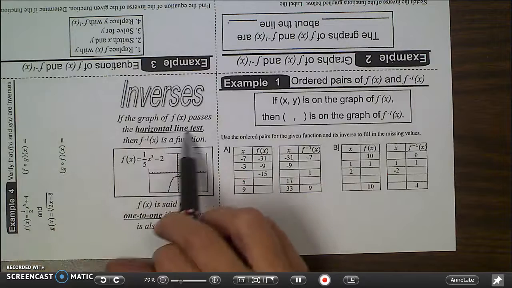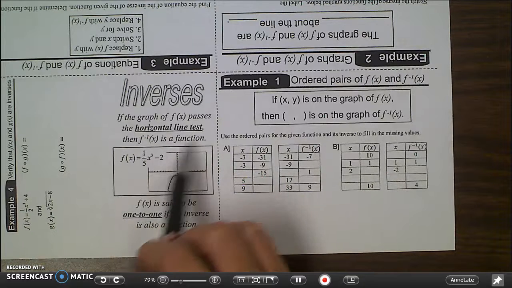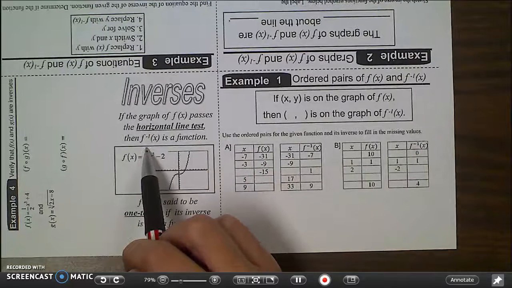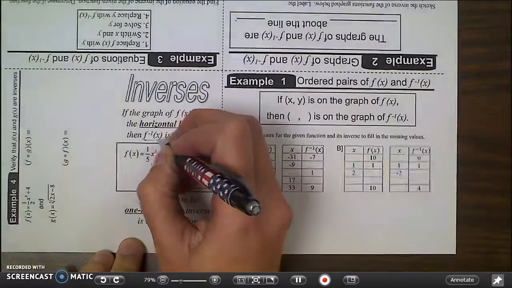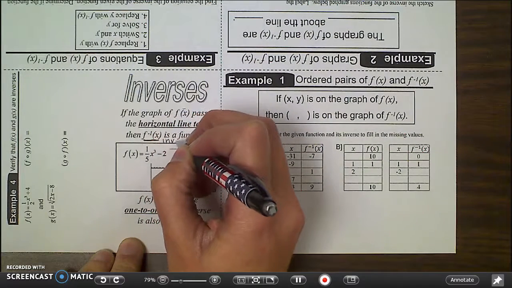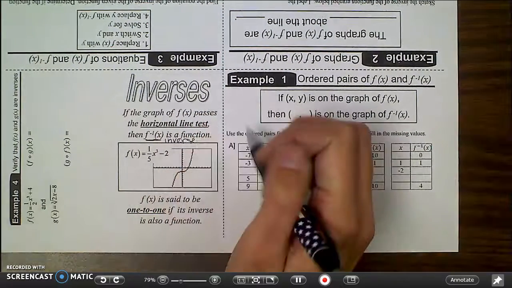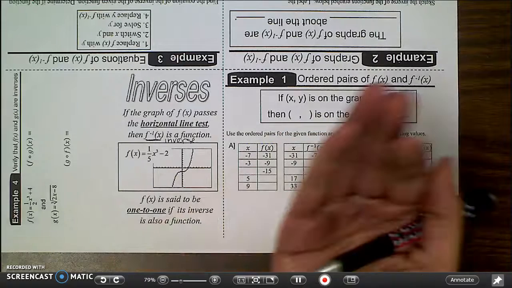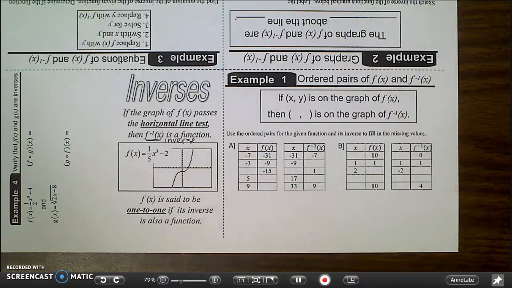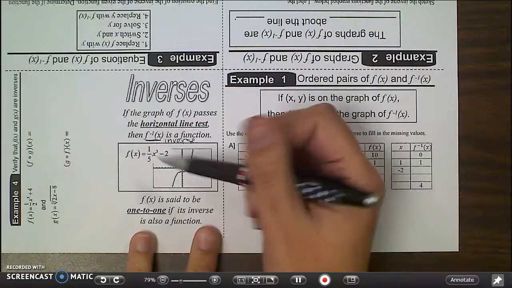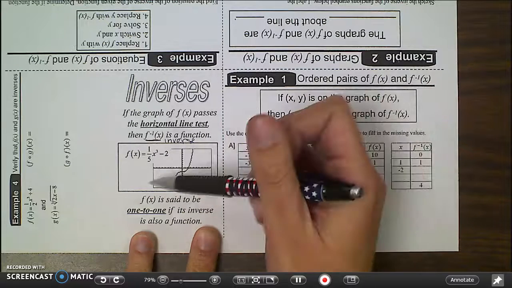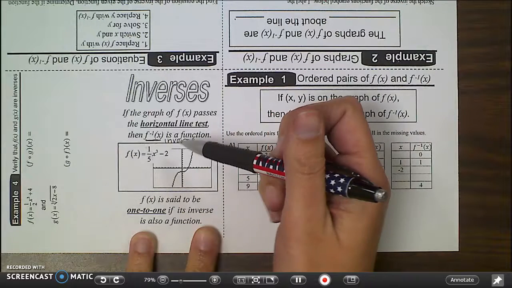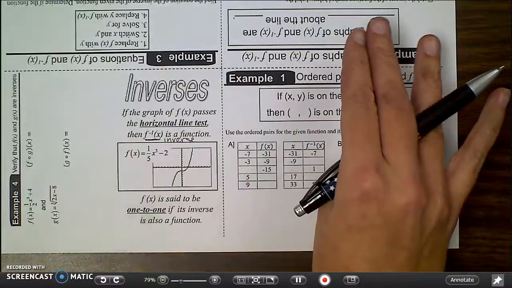If the graph of f of x passes the horizontal line test, then the function f to the negative 1, which is our inverse function, is also a function. You can always write it, it just may not be a function. So f of x is equal to 1/5 x to the third minus 2. The inverse function of that, we will get to how we find that in a minute.